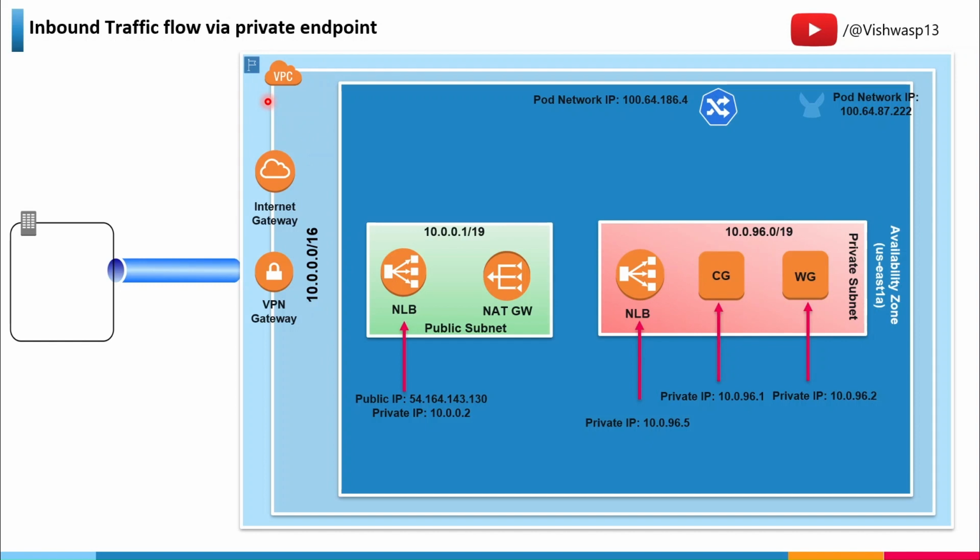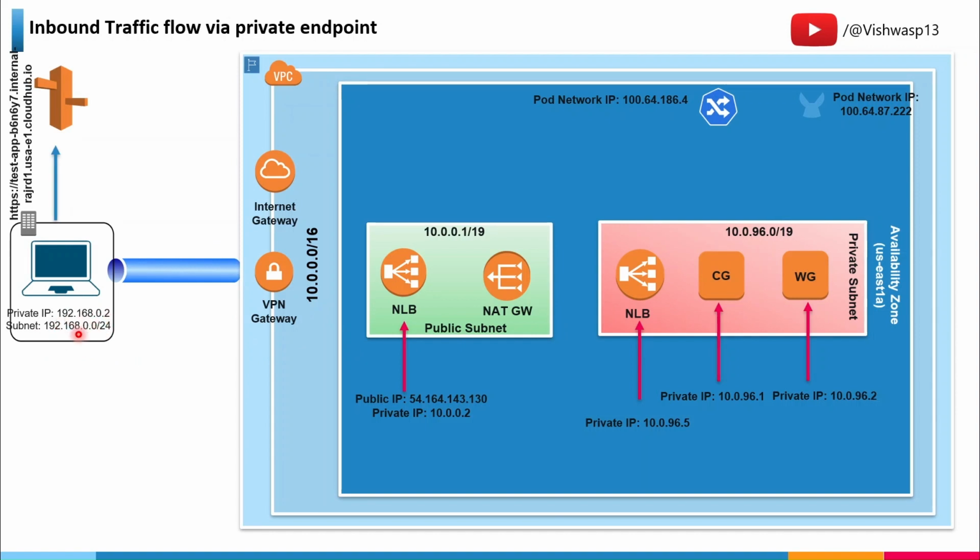Direct access over the internet is not possible as the private endpoint domain will always resolve to a private IP address. So to enable external access using the private endpoint, the external network should be connected to the private space using a VPN tunnel. Here, the on-premise network is 192.168.0.0 with a subnet mask of 24, which doesn't overlap with the private space network, which is 10.0.0.0 with a mask of 16 bits.